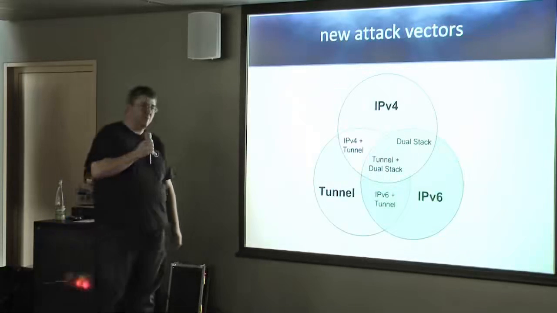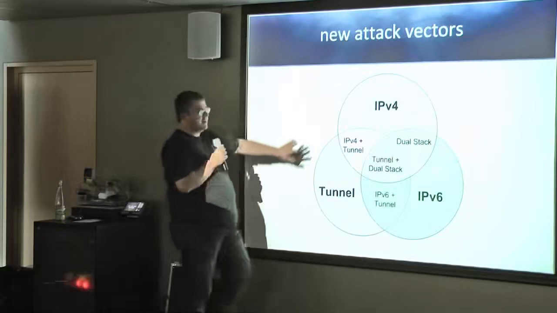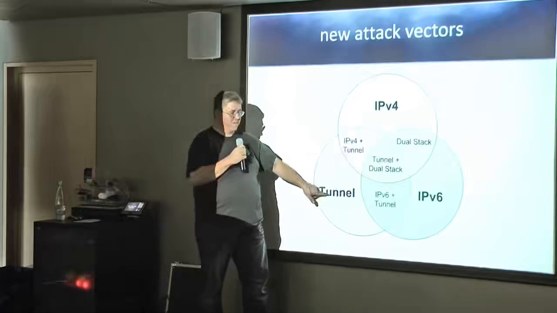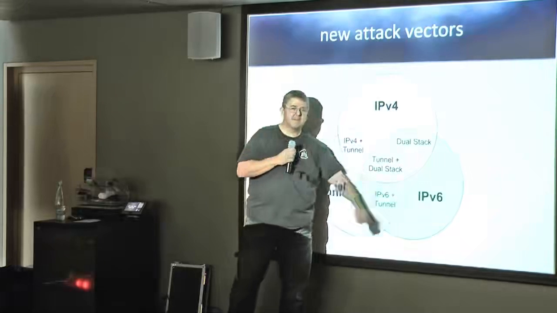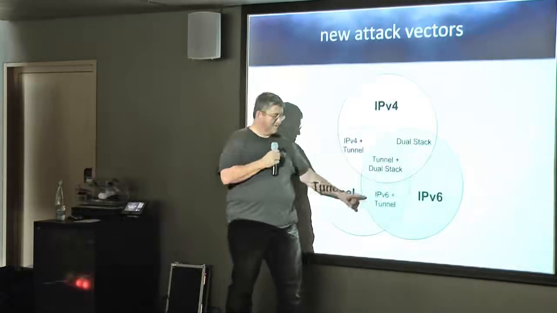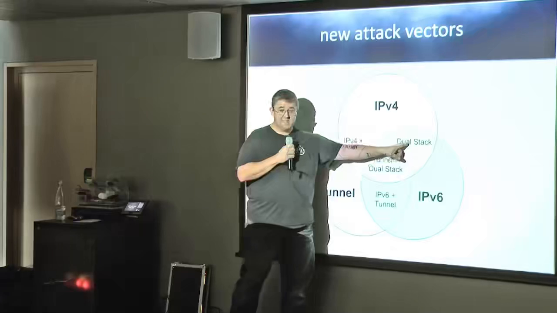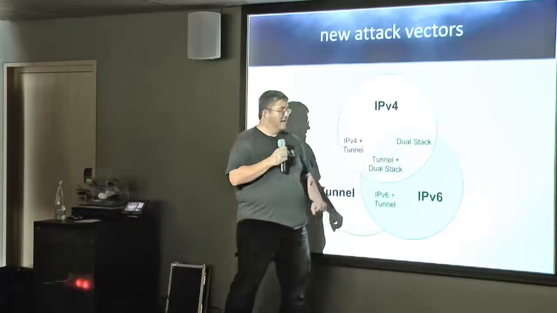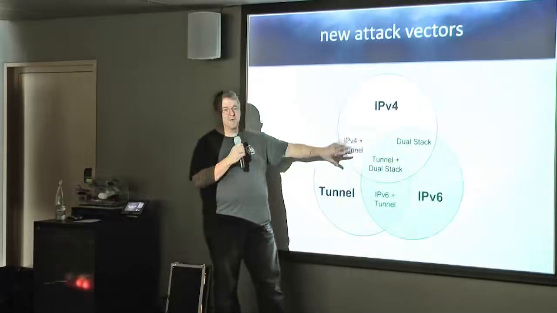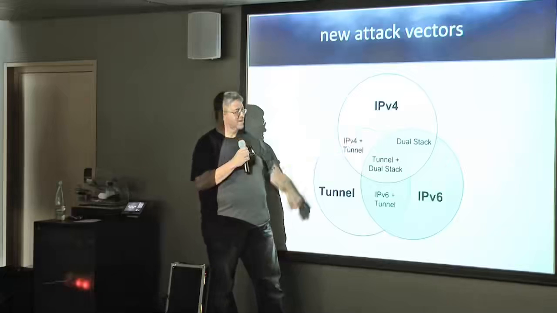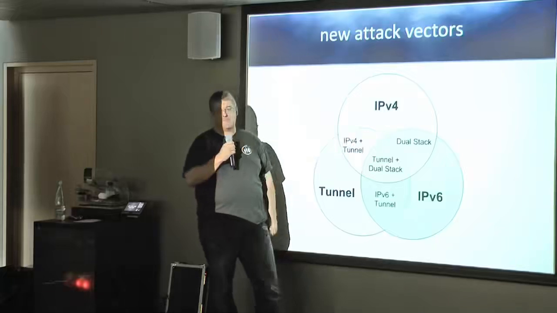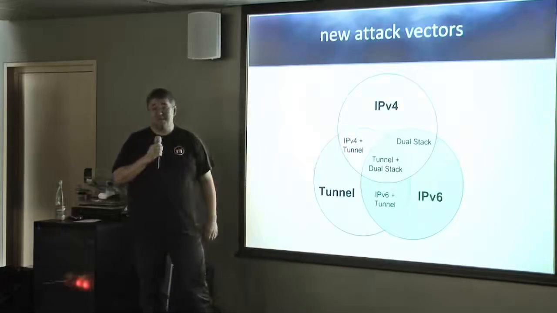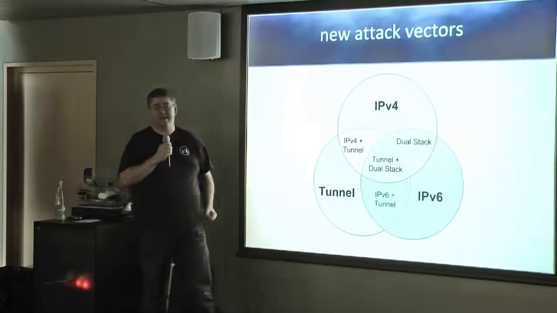And here we have a short overview. In the old world, we have IPv4, some tunnels here, and the tunnel problem. Now we have IPv6, we can combine tunnels with IPv6, we can dual stack IPv4 and IPv6, we can dual stack with tunnels, and if you see here, we have more problems than before for defending all these network problems. Before we had 3 problems, now we have 7. That means you also have more than double the space of problems, more targets that you can attack.